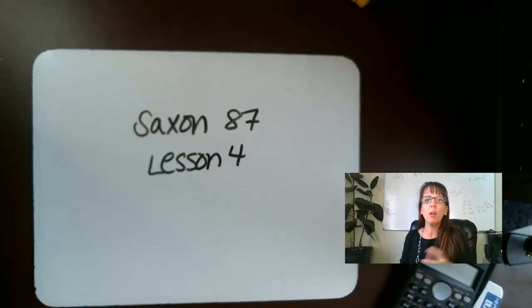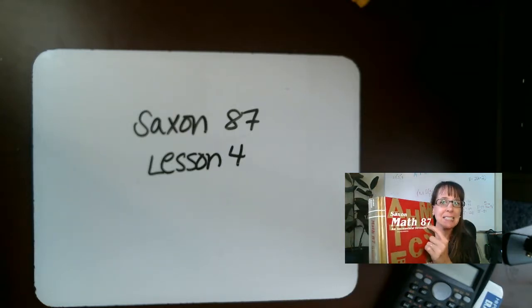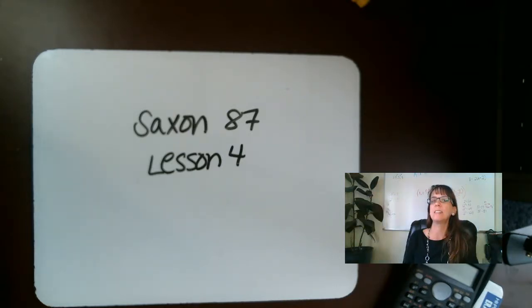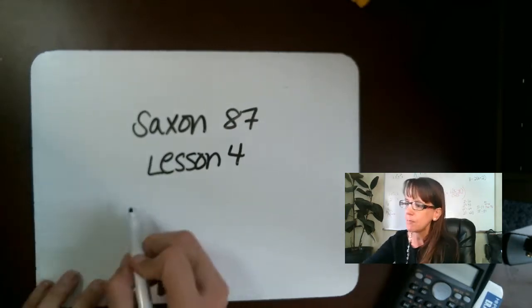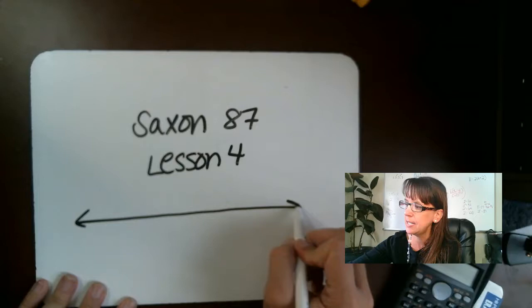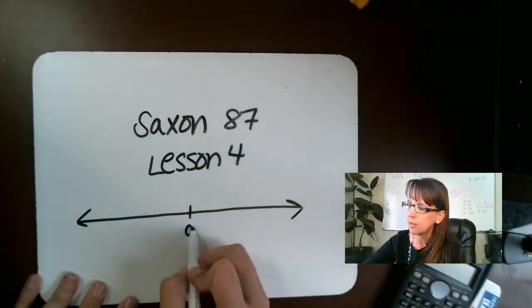All right, guys, welcome to lesson 4. If you're following along at home, we are in Saxon 8-7, second edition. Today we're going to be talking about the number line. The number line is this guy that looks here. We're going to put 0 in the middle.